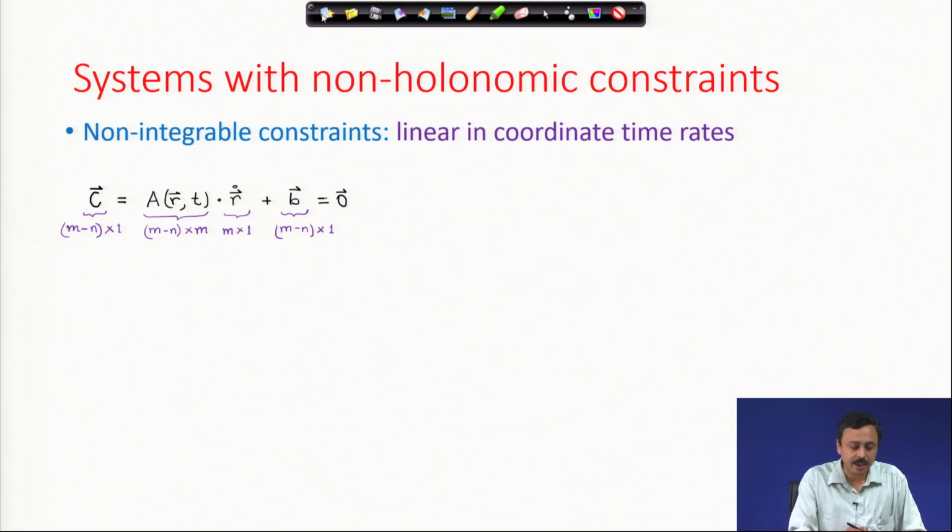and these m minus n constraints can in general therefore be written as a matrix of size m minus n cross m, dot the time rate of the physical coordinates, m of them are there, plus another vector b. Now, this A and b can involve the coordinates, the time, etcetera, but they will not involve derivatives of the coordinates themselves.